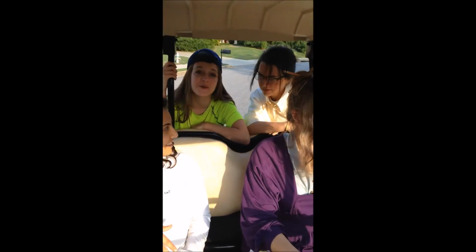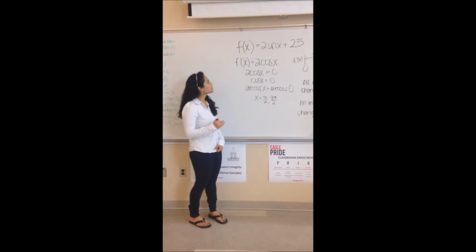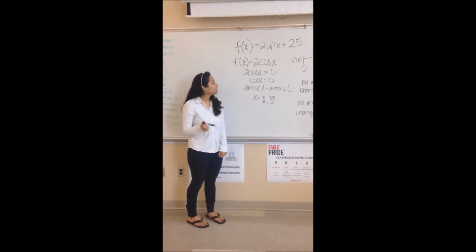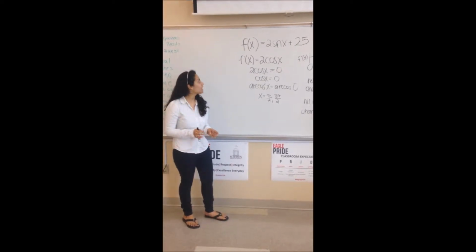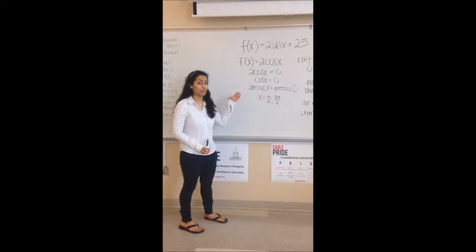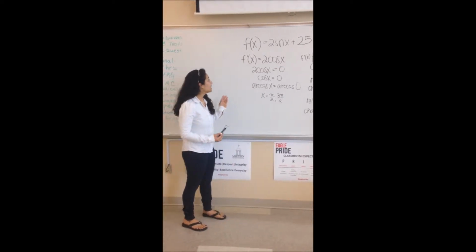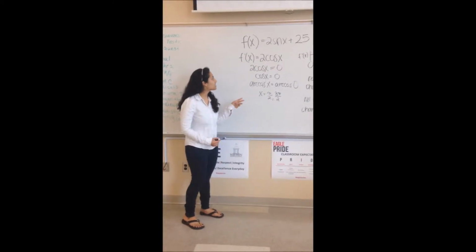To the classroom! So, the ride is represented by the function f of x equals 2 sine x plus 25. To graph this function, we need to go through many different steps. The first one is taking the derivative of our original function f of x. When we take the derivative of 2 sine x plus 25, we get 2 cosine x.